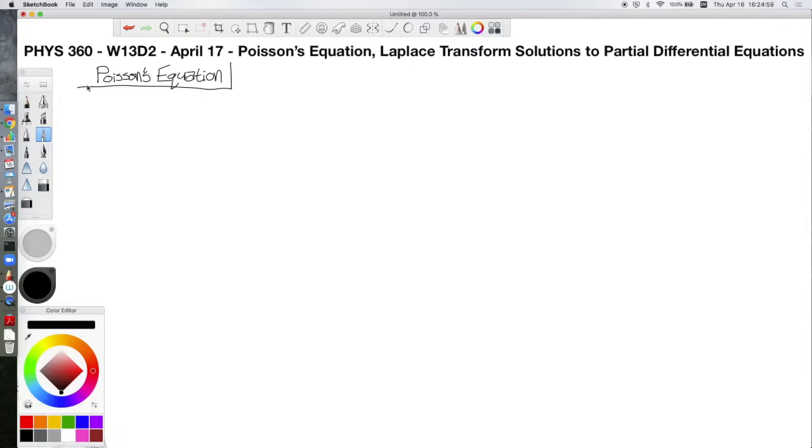Maybe that's an electric potential in a region that contains charges, or the gravitational potential in a region that contains mass. But we want to convince ourselves first that Poisson's equation is actually useful for these situations. So very quickly, before we get into that, let's remind ourselves what Poisson's equation looks like.